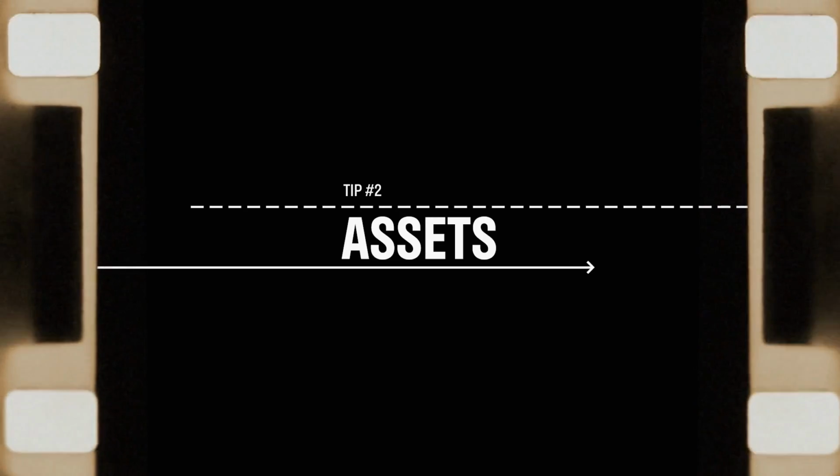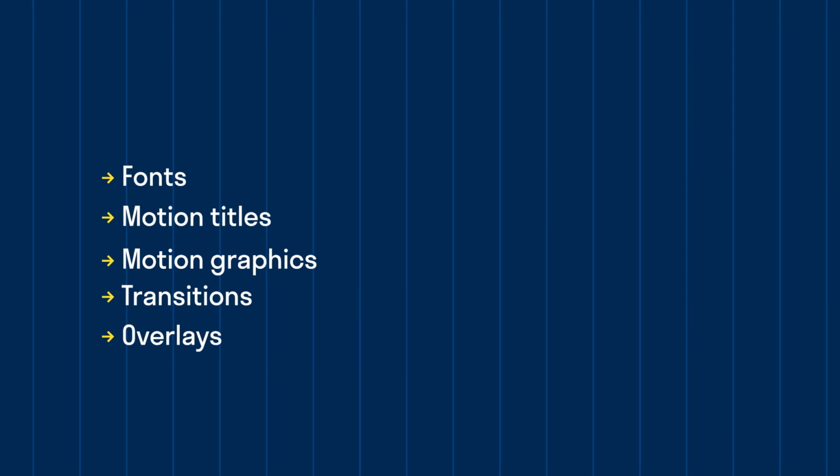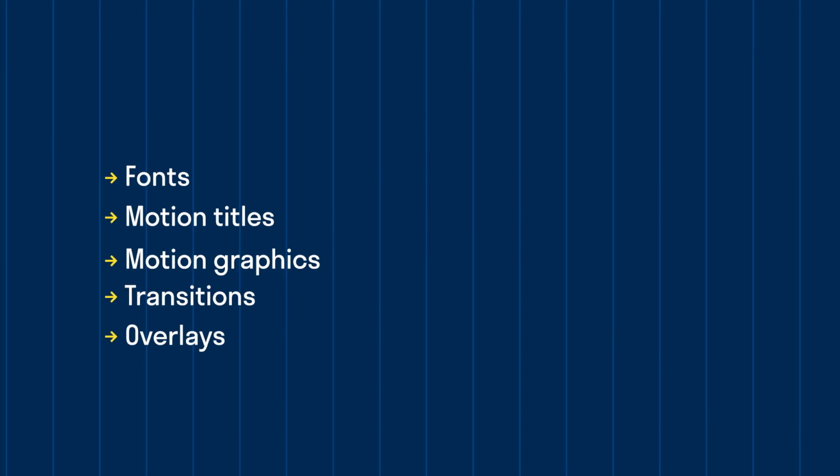Tip number two is assets. When it comes to creating videos, you're gonna use a ton of assets. You're gonna choose fonts, you're gonna choose motion titles, you're gonna choose motion graphics, transition overlays. These are all things that you're gonna use a lot of in the process of making videos. And really dialing in on the ones that you love is gonna make it so much faster for you to produce these videos in the future and just add to your own visual aesthetic.